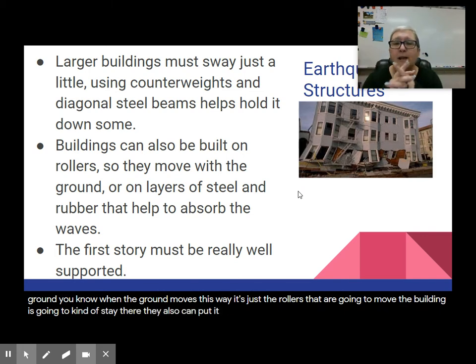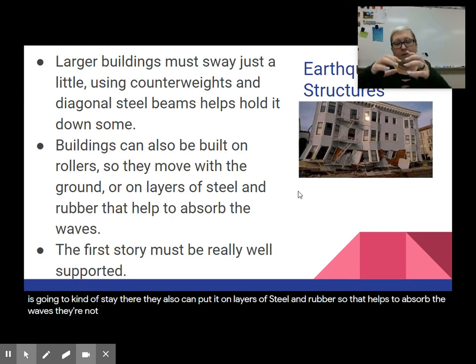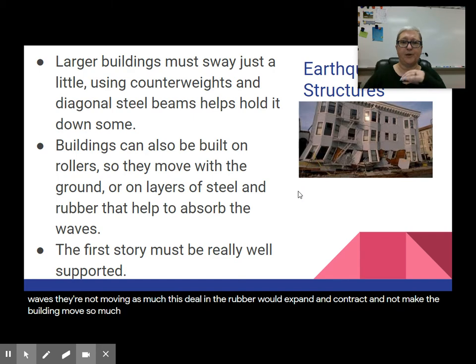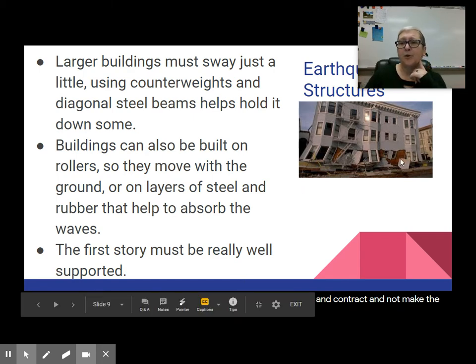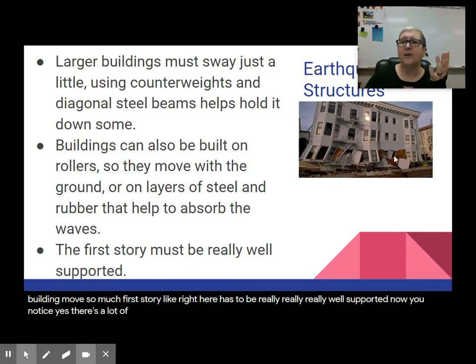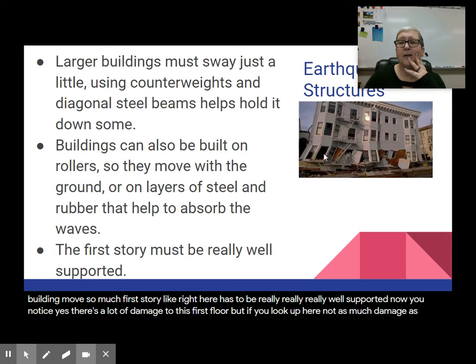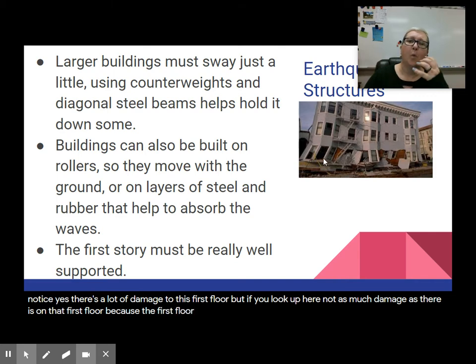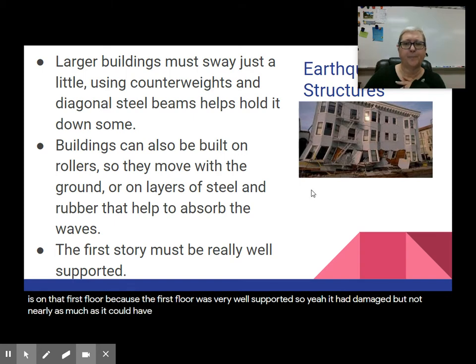They also can put it on layers of steel and rubber, so that helps to absorb the waves. They're not moving as much. The steel and the rubber would expand and contract and not make the building move so much. The other thing is the first story, like right here, has to be really, really well supported. Now you notice there's a lot of damage to this first floor, but if you look up here, not as much damage as on that first floor, because the first floor was very well supported. So yes, it had damage, but not nearly as much as it could have if the whole building had fallen down because of the shaking.